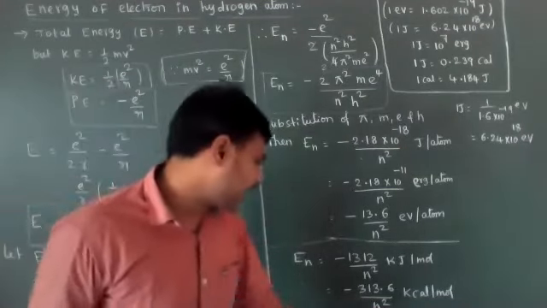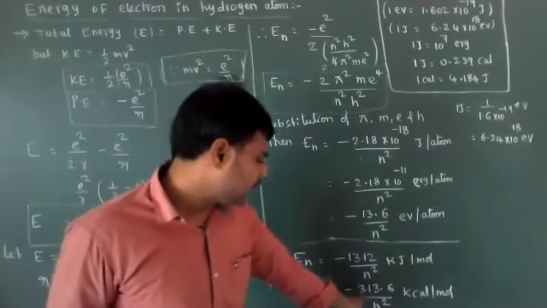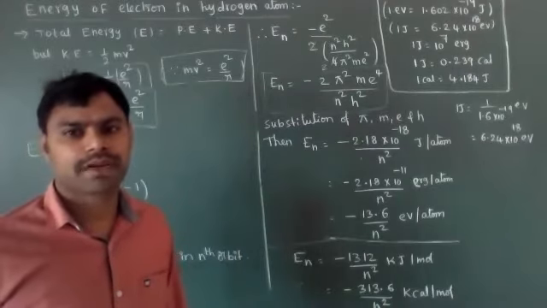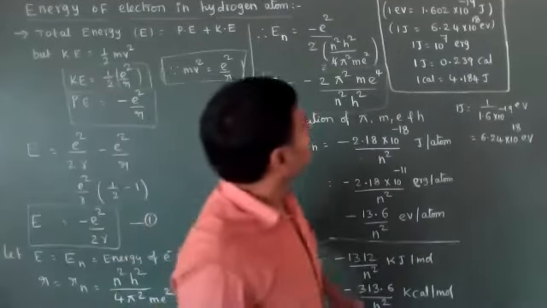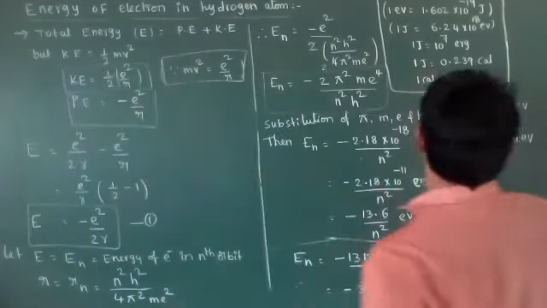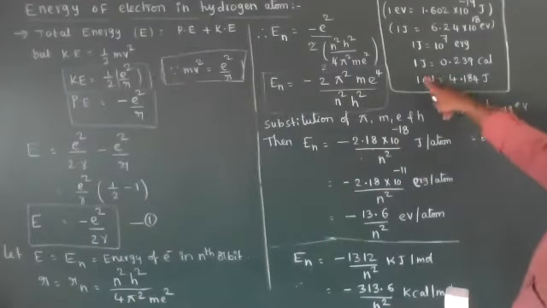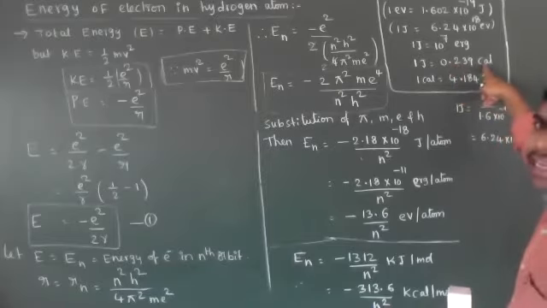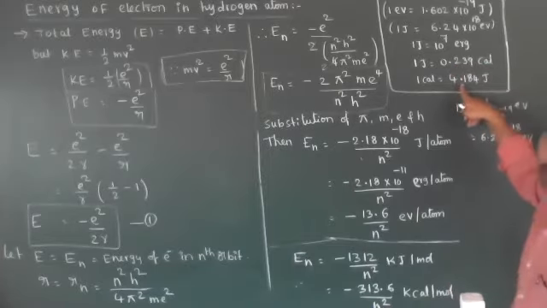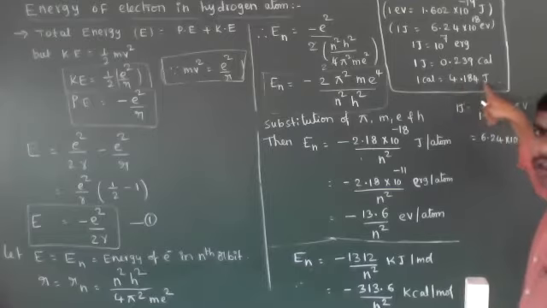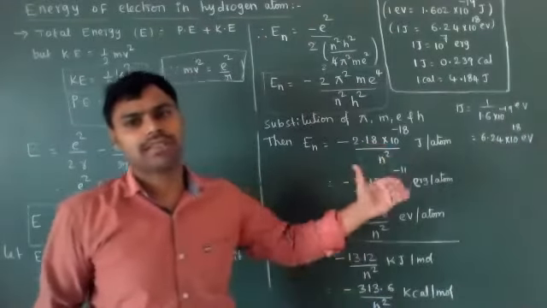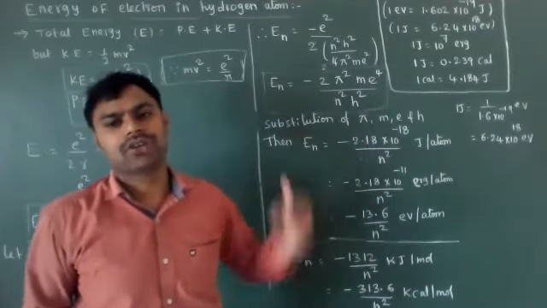In terms of kilocalories, it is minus 313.6 by n square kilocalories per mole. Because we have one relation: 1 joule is equal to 0.239 calories, or 1 calorie is equal to 4.184 joules. According to that relation, we can convert joules into calories and calories into joules.